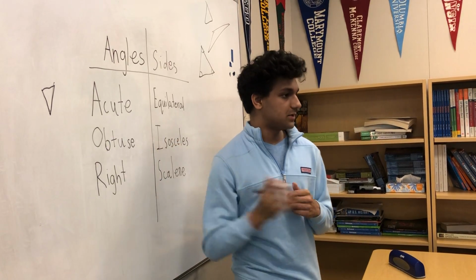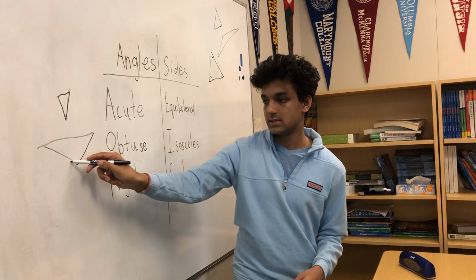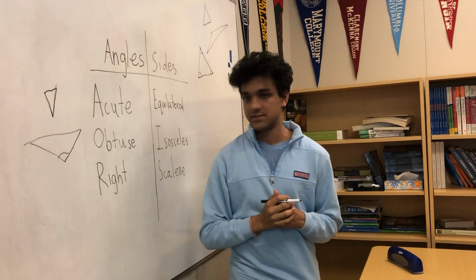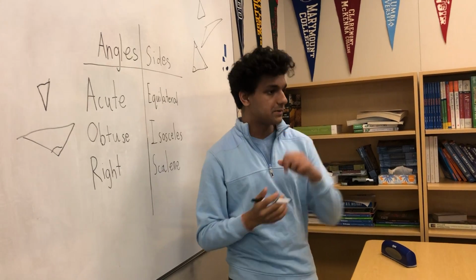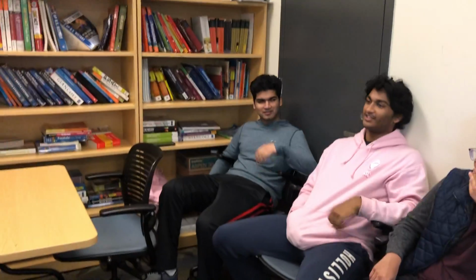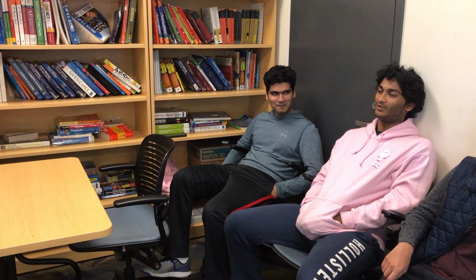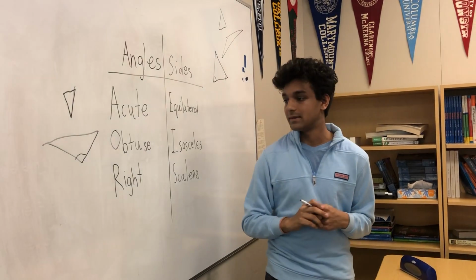Can anyone tell me what an obtuse triangle is then? It's an angle that's greater than 90. Exactly. So that means that one of the angles in a triangle is greater than 90 degrees. Now, can one of you tell me if it's possible to have a triangle with two obtuse angles? Yeah, Gautama. It's not. And why so? Because then it would be over 180 degrees. Exactly. So you have to remember those two rules that we went over at the beginning.